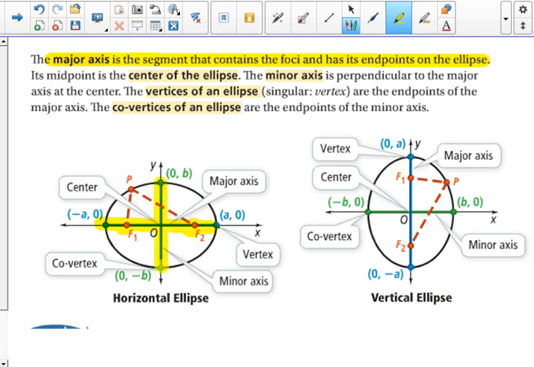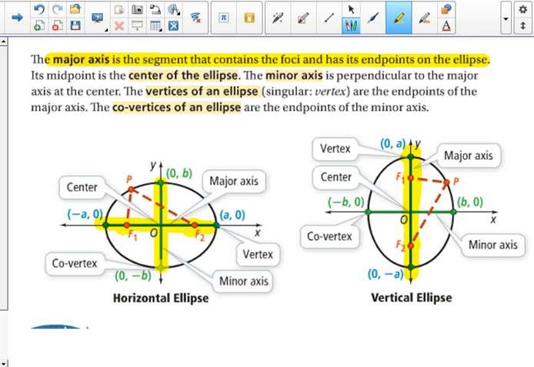Okay. And let's look over here. Where's our focus points? There's our focus points. So that means this is our major axis. The major axis is the one that contains the foci and has endpoints on the ellipse. All right, there's our endpoints.